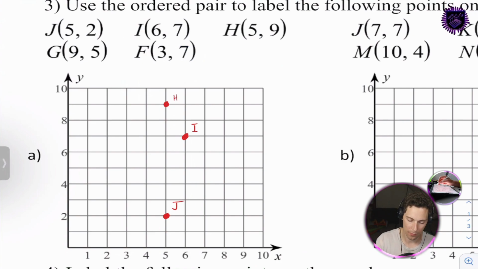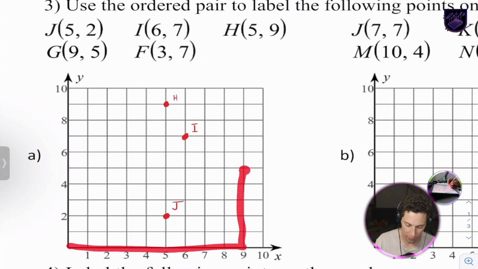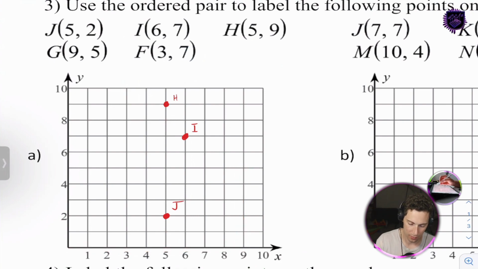And G, 9, 5, the opposite, 9 and 5. It's going to be G. F, 3, 7, F. Okay. Simple as that.